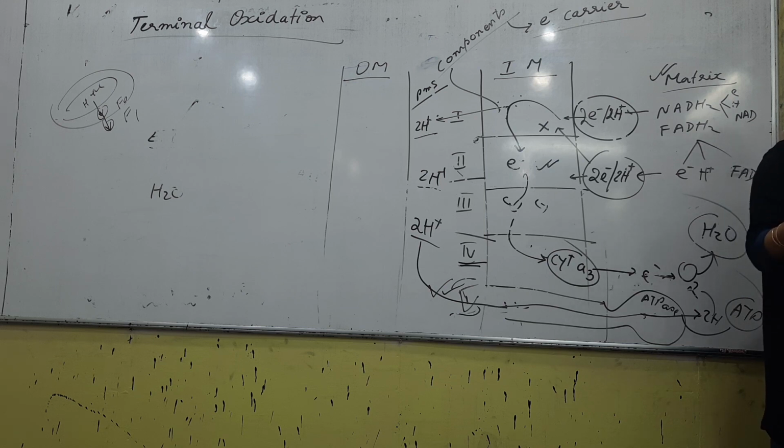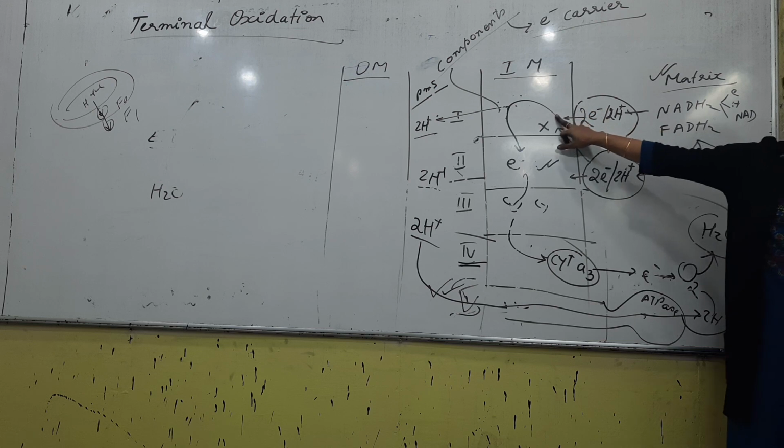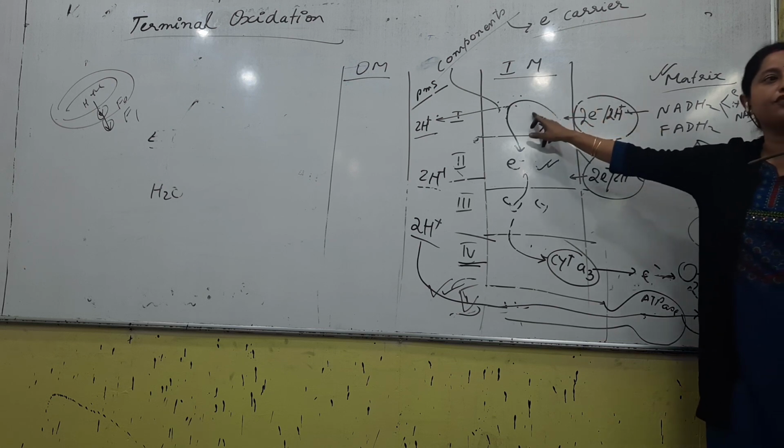So that is the pathway that you have to remember. NADH2 electrons will be accepted by FMN. FMN is located in the first complex. That is the reason why the electrons move to the first complex.